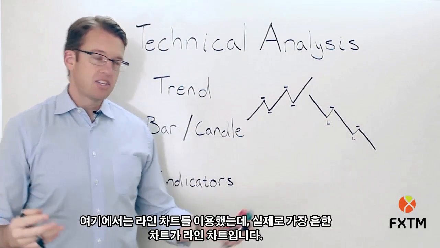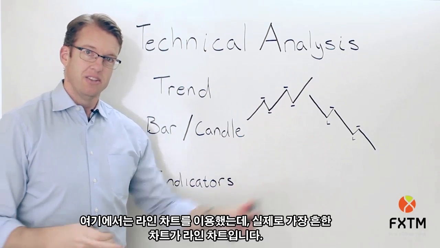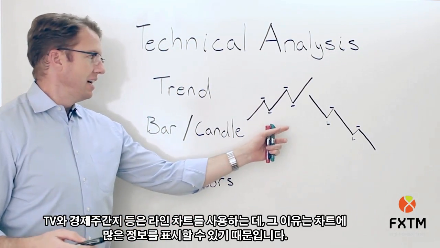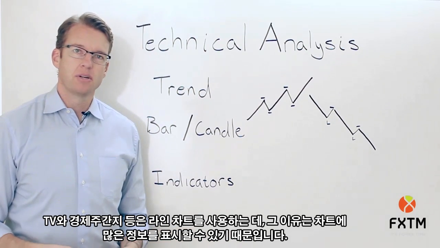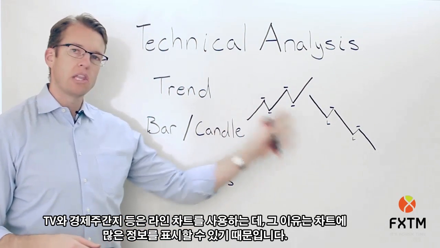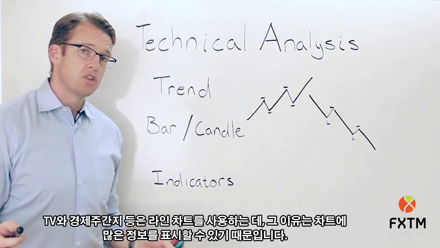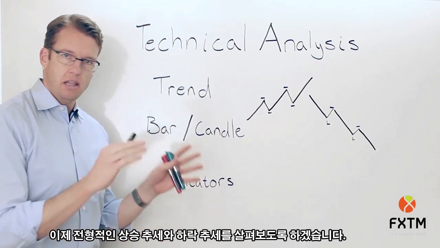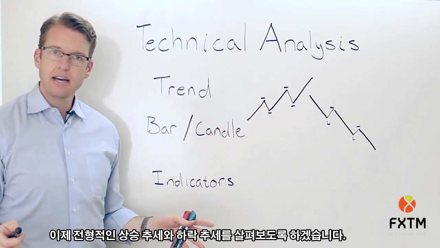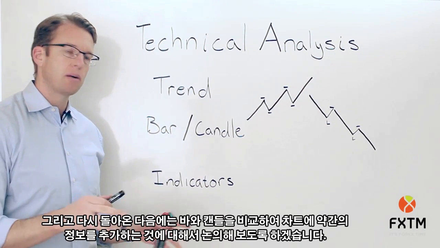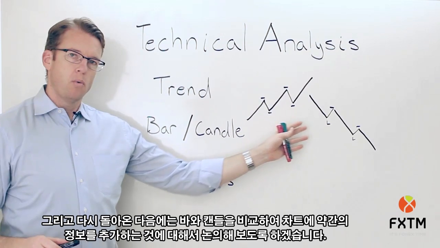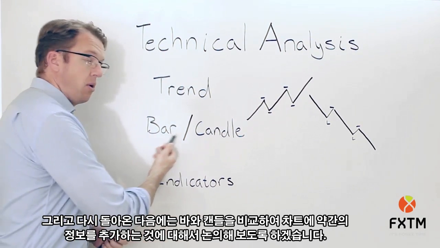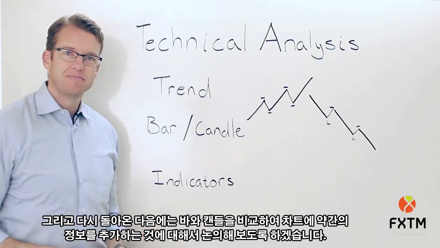Now, a line chart, which is really what I just did here, is actually a common way to display charts. And you'll see this on television and other financial periodicals and so forth, because you can show a lot of information without crowding the chart too much. Now, we're going to take a look at an example of a classic uptrend and a classic downtrend in a second, and then we'll come back and we'll talk about, well, when might we want to add a little bit more detail to our charts by looking at bars versus candles.